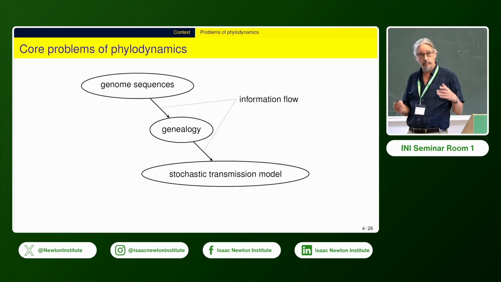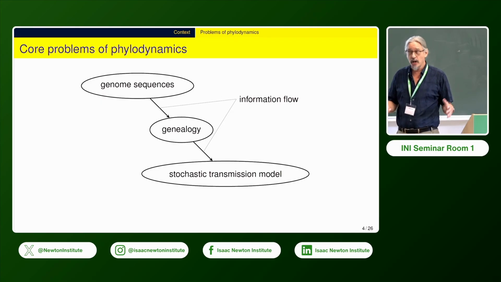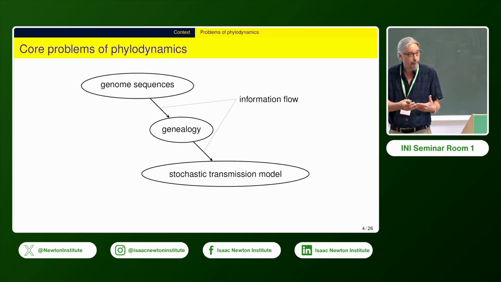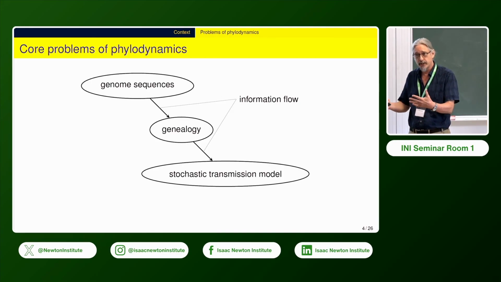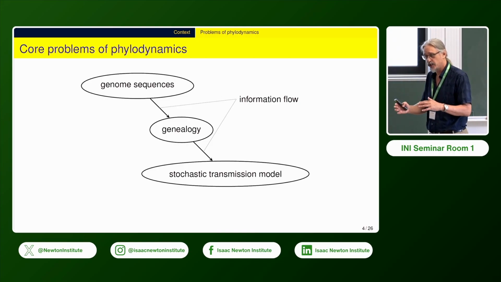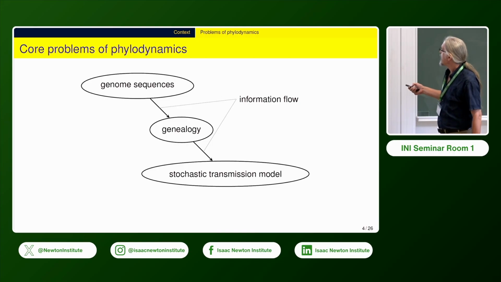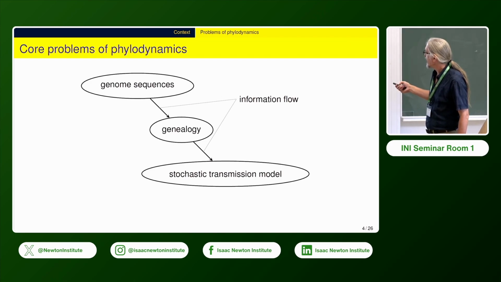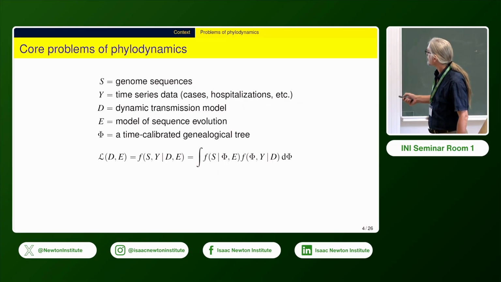Now, there are many ways to build such bridges, and not all of them pass through the genealogy. But if we do use the genome sequences to construct genealogical trees or phylogenetic trees, and I should say I'll use genealogy and phylogeny more or less interchangeably here, if we do that, then we can construct this bridge. And so what I'm going to focus on here is this particular piece.